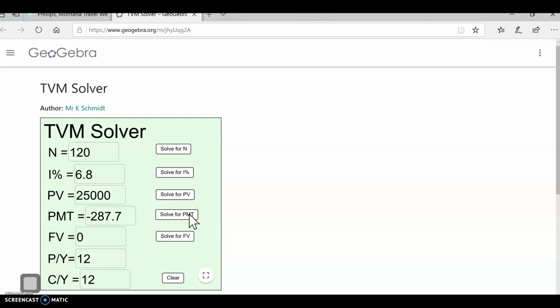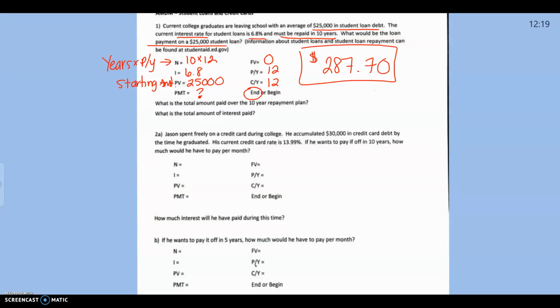Click there. $287.70. So I'll put this link on there too, okay? But either way, you'll have it so that you can get your correct answer. So then it says, what is the total amount paid over the 10-year repayment plan? This is where people have a hard time.